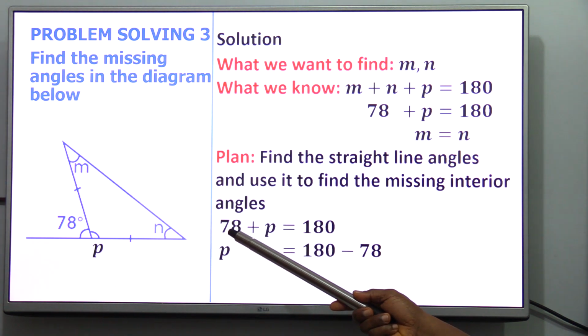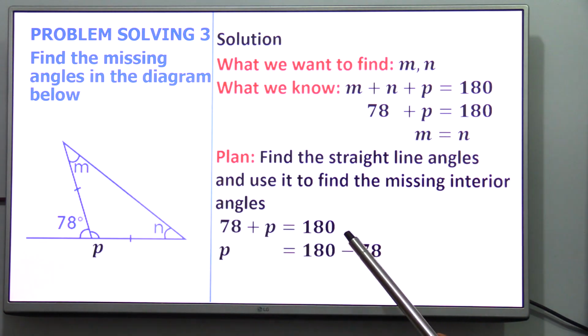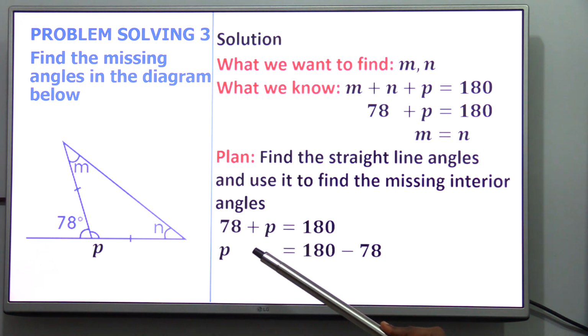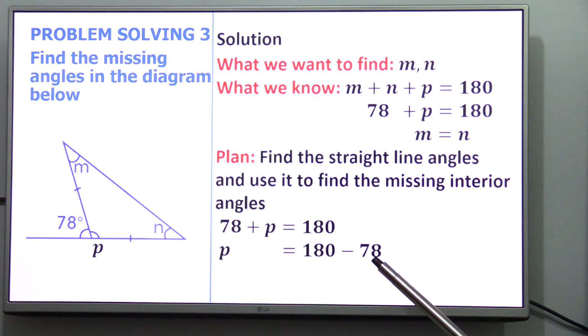So we're going to solve this: 78 plus P. Together they form a semicircle, and that means they form 180 degrees. Now, rearranging, 78 comes to the right side, you have minus 78. Don't forget that the sign for 78 is plus. Now P comes down on the left side. So on the right side you have 180 minus 78. By the time you subtract that, you get 102. So P is equal to 102.